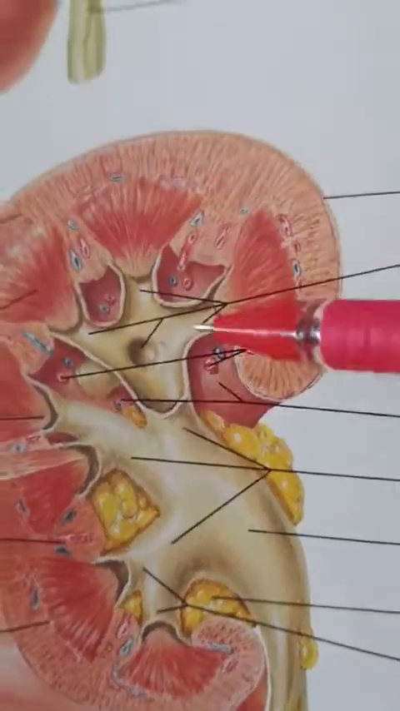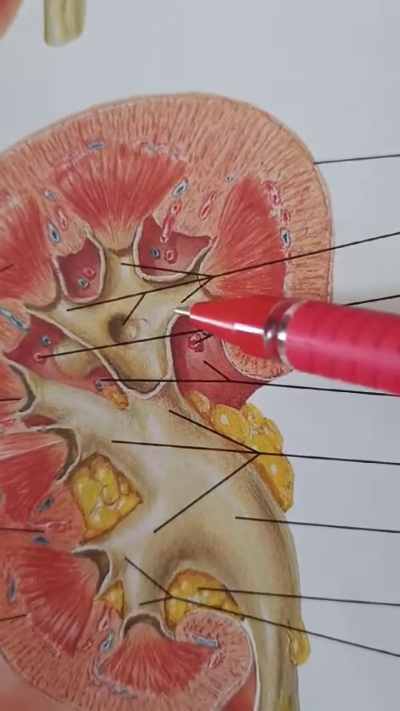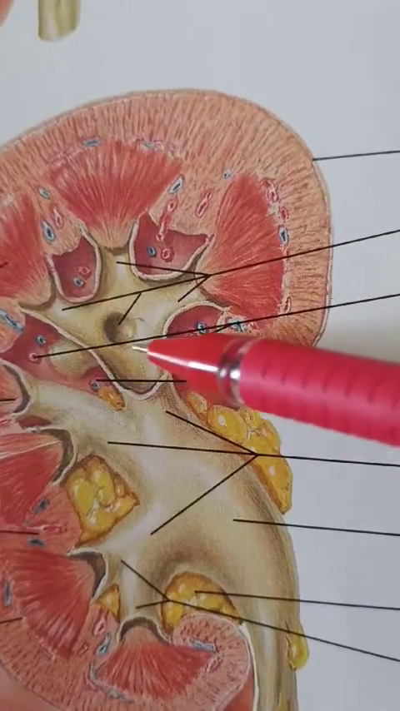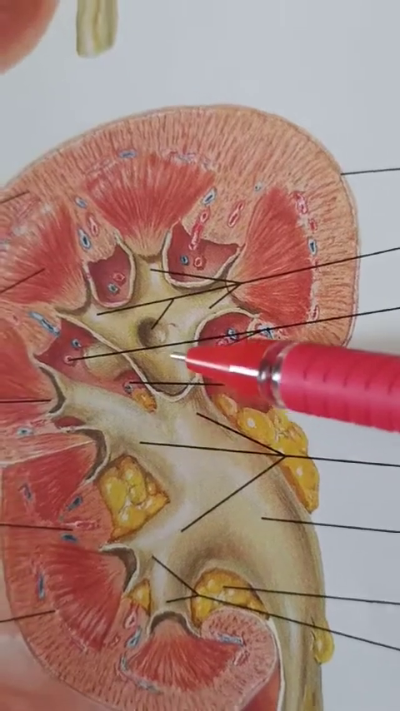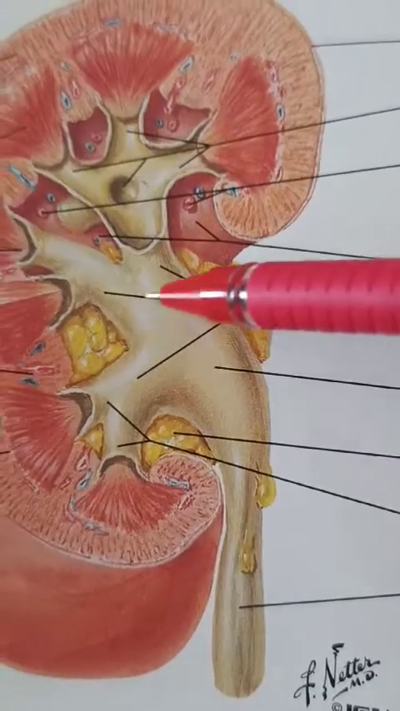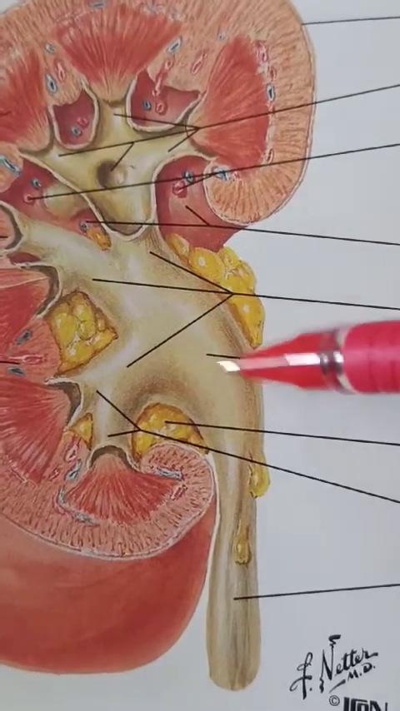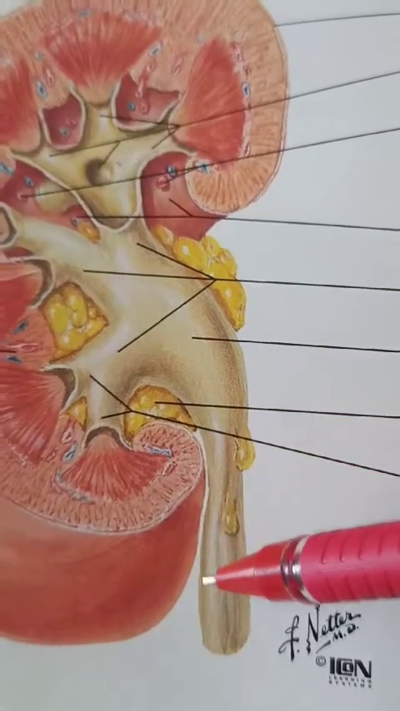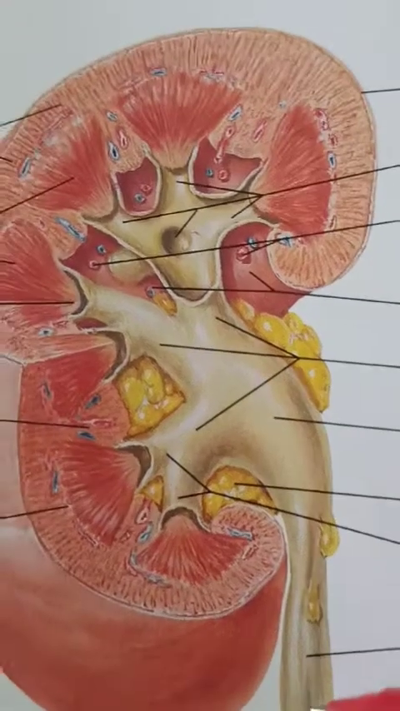Here we can see this is the interior. Here this is one minor calyx, one more minor calyx, here one more. So these 3 will join together to form a common major calyx. This major calyx will come into an open space known as the sinus or renal pelvis, and then the renal pelvis becomes our ureter and goes down. So that is the interior.